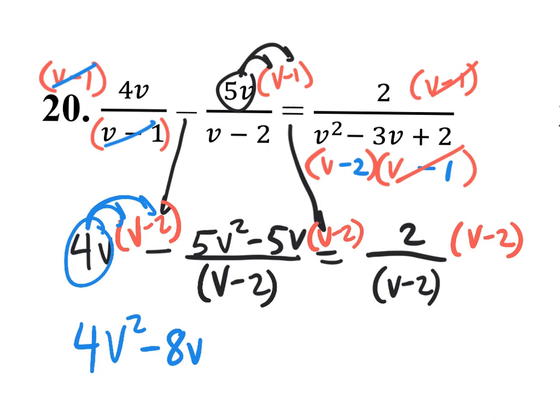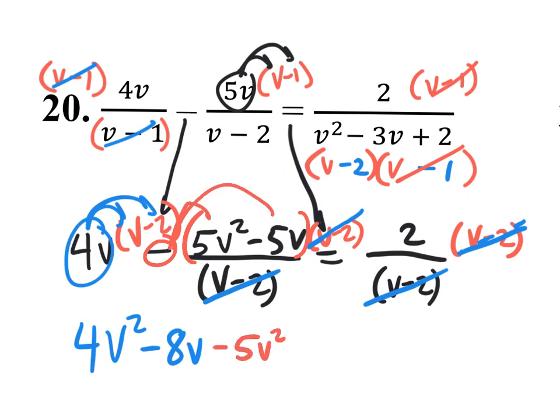And right here, I'm not going to distribute. Why not? Because the v minus 2 on top cancels with the v minus 2 on the bottom. Over here, the v minus 2 cancels with the v minus 2. So what do we have left? Keep in mind that this is a minus to the whole fraction. So it's very important that we put this in parentheses and distribute the minus sign to both. So that's really going to make it a minus 5v squared and a plus 5v. Then we have the equal sign that comes down, and of course that 2 that's on that side.